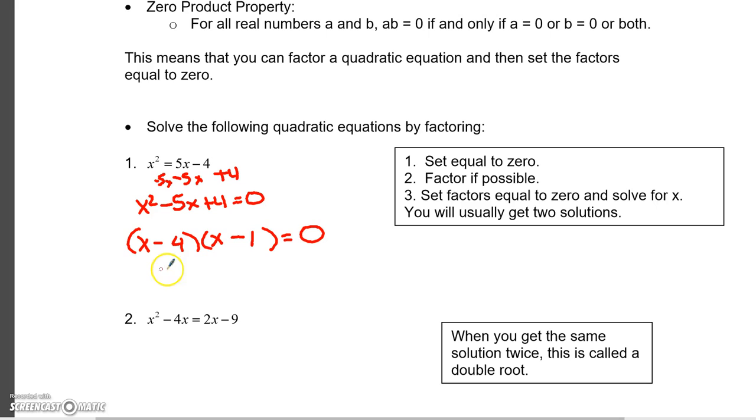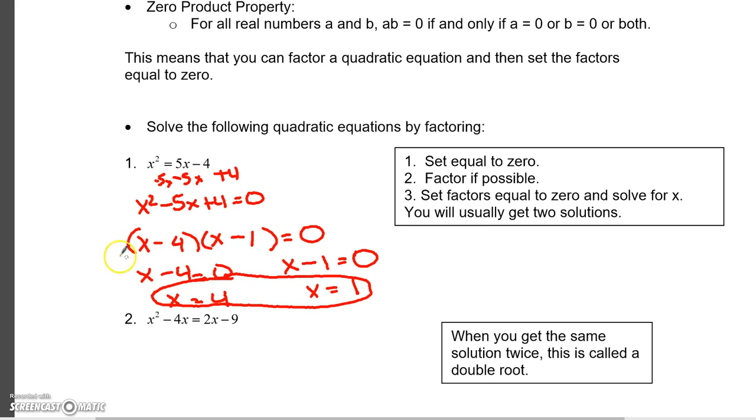And because of the zero product property, we can take this and set it equal to 0, and we can take this and set it equal to 0. This one would equal 4, and this x equals 1. So you will usually get 2 solutions, and that's what we got here. Now, if you have trouble with the factoring part, ask me in class and I will go over that. Or Google it, find it on YouTube, and there's a good method called the X method or the cross method, crisscross method, and it's a really good method to use.